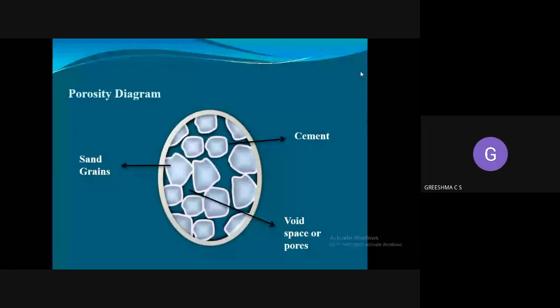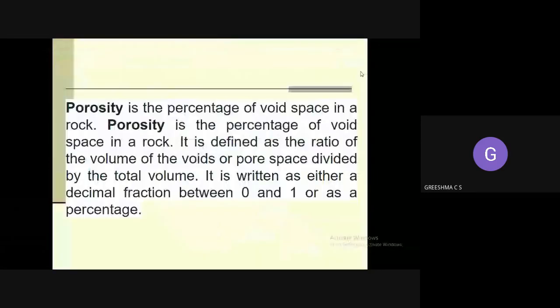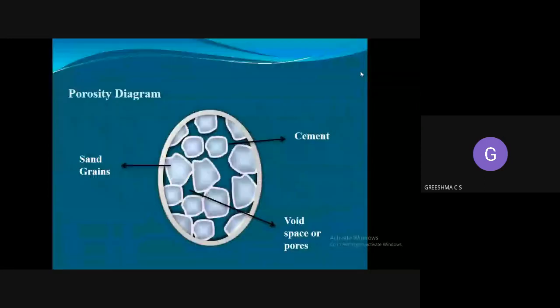Okay, so I think we're discussing porosity. We have already covered what we mean by porosity. Porosity is the percentage of void space in a rock. If you take the total void space, you can see in this figure there is a lot of void space here.